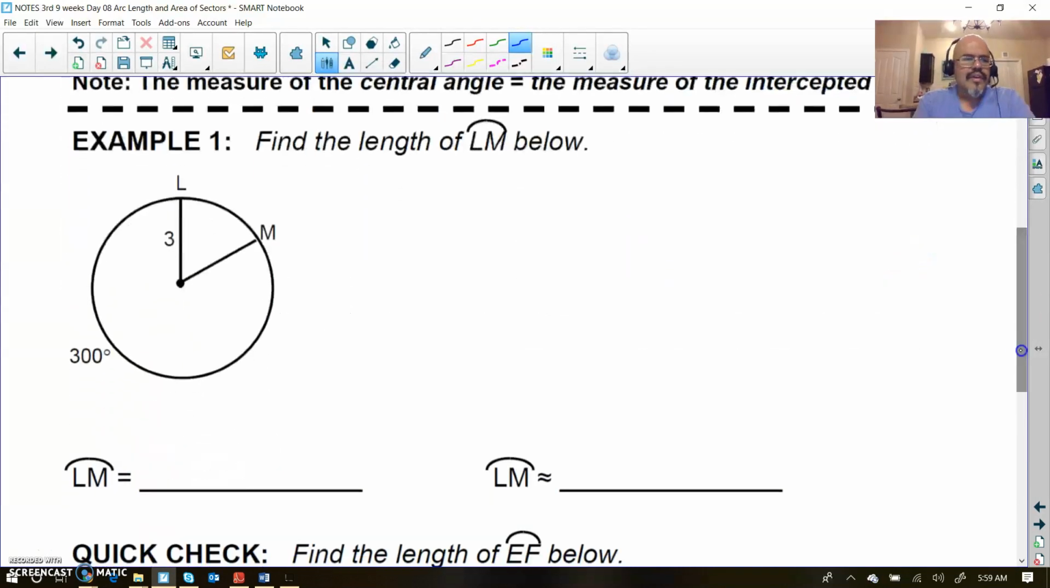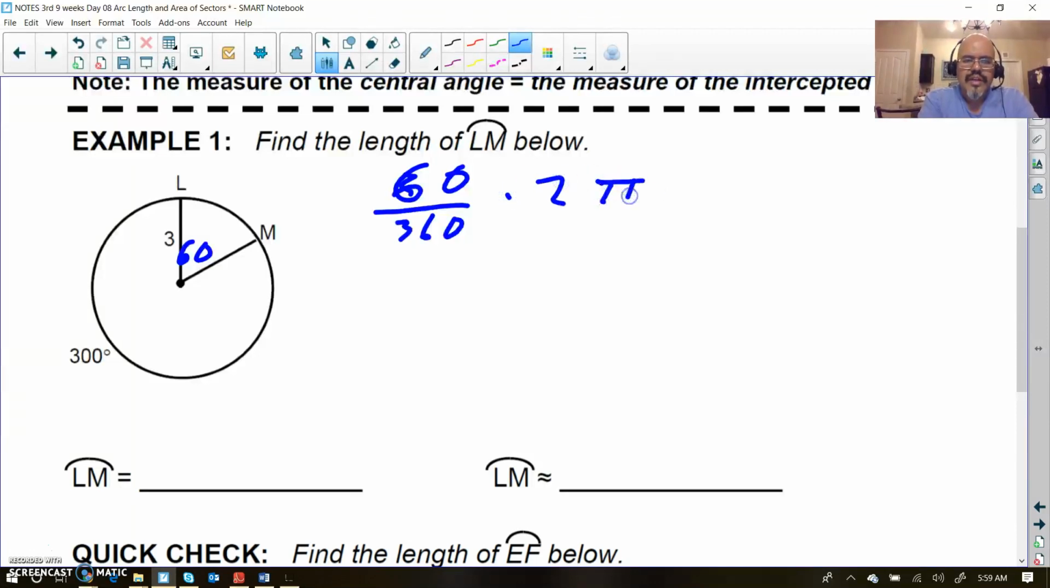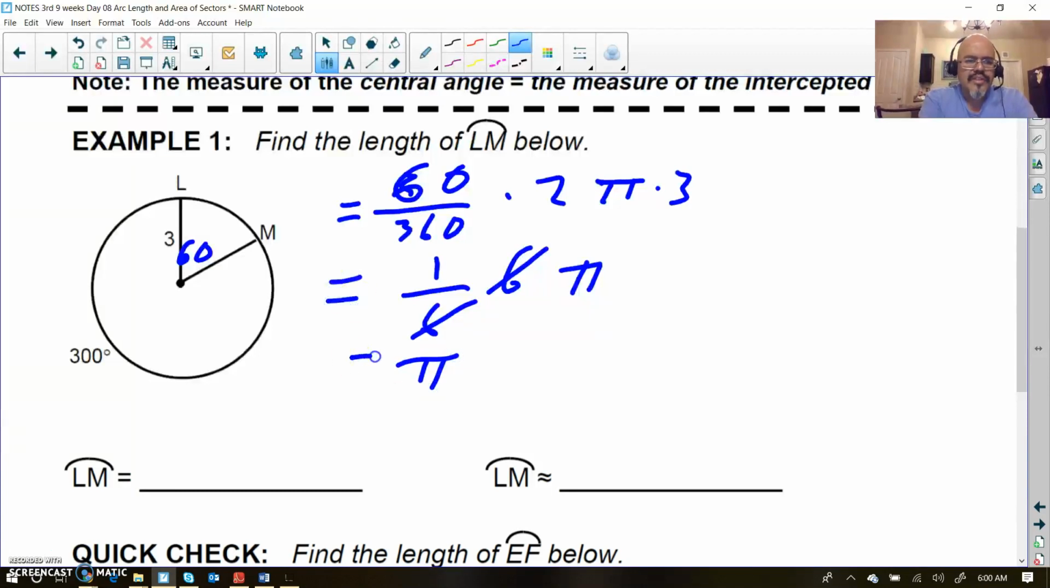Okay. So let's see, we have 300 right here, so 360 minus 300 gives us 60 degrees. So that's going to be 60 divided by 360 times 2 times pi times 3. Remember, this is 1 over 6, and this is 6 pi, and 6 and 6 simplify to 1, so we're left with pi. So that's our answer.